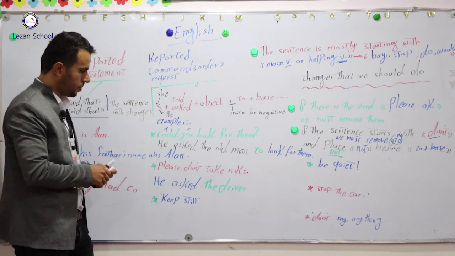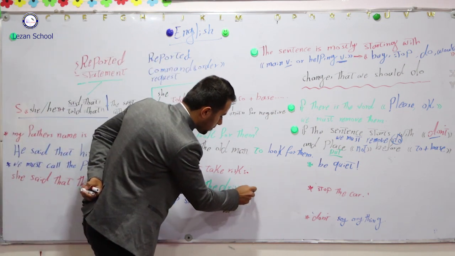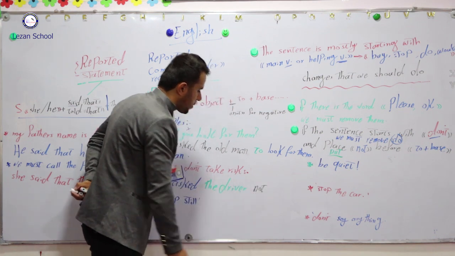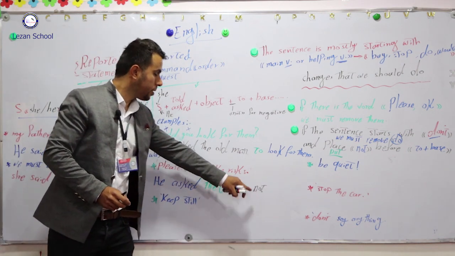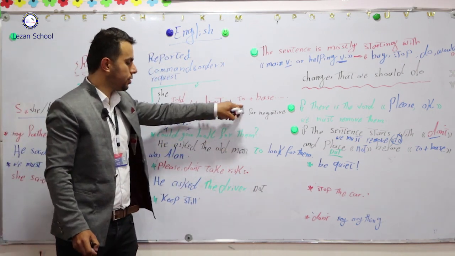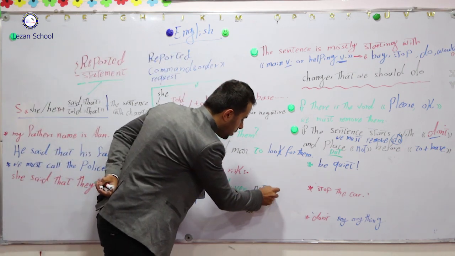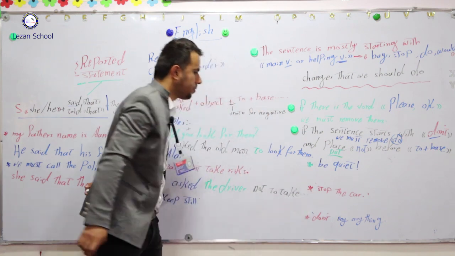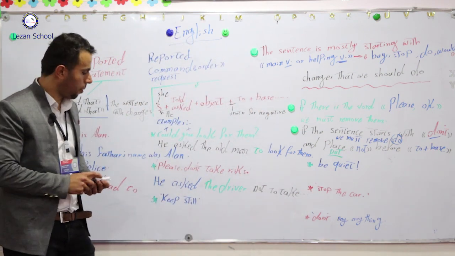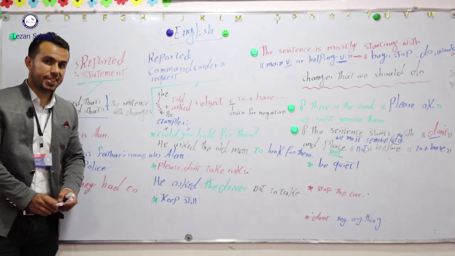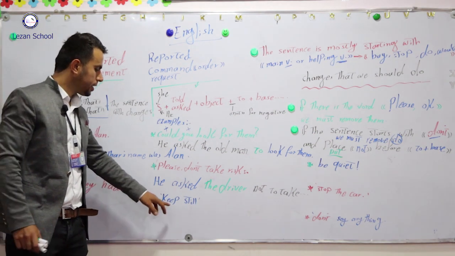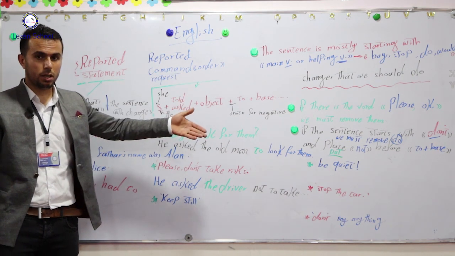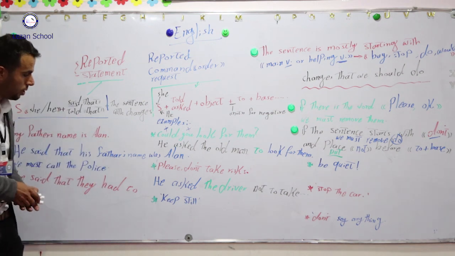not. Not should be between object and to. Not to take risks. Then full stop. Then we have another sentence. Keep still. It's what? It's an order. Keep still. It's an order.